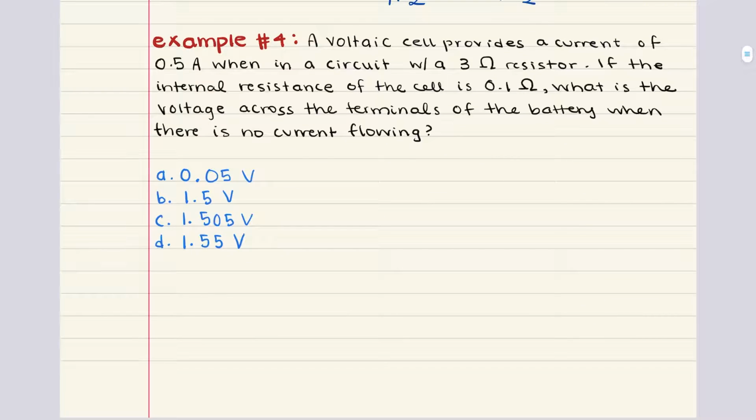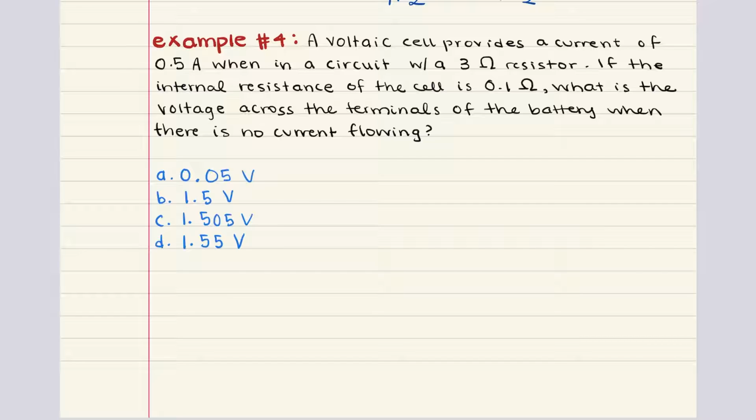Let's tackle problem 4. Problem 4 says a voltaic cell provides a current of 0.5 ampere when in a circuit with a 3 ohm resistor. If the internal resistance of the cell is 0.1, what is the voltage across the terminals of the battery when there is no current flowing? Let's start with some background information.